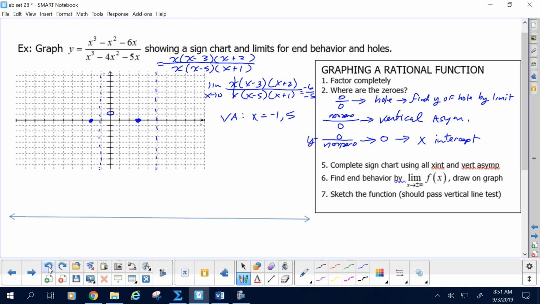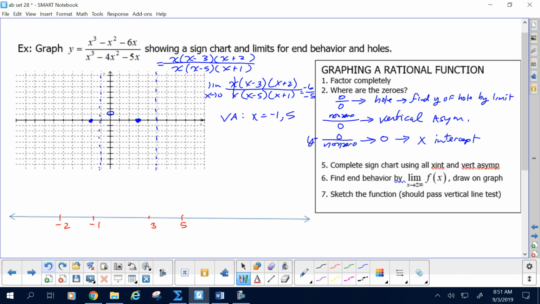On that sign test, would you place all x-intercepts and vertical asymptotes? So for example, we need to, from left to right, we have negative 2, then negative 1, then 3, then 5. They don't need to be, you know, accurately scaled or anything. They just need to be placed in the correct order from left to right.